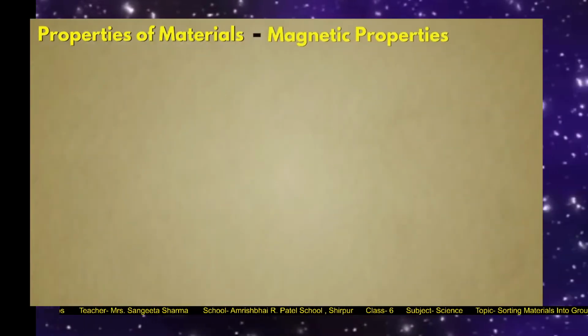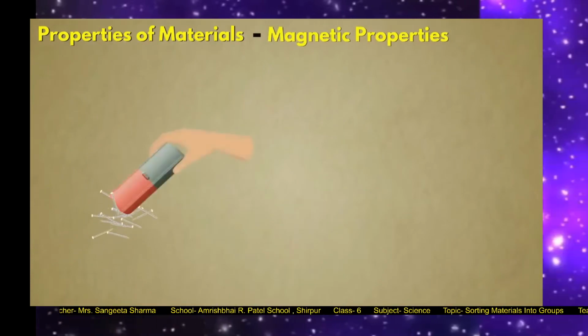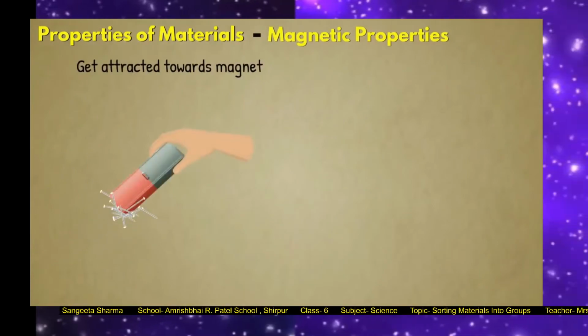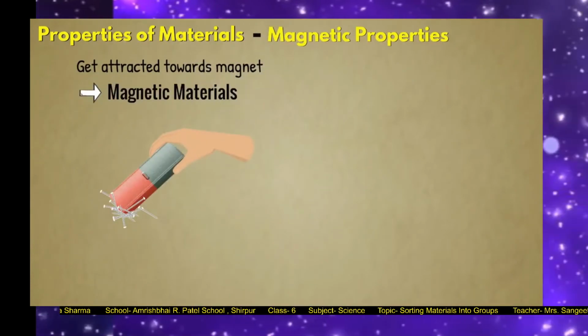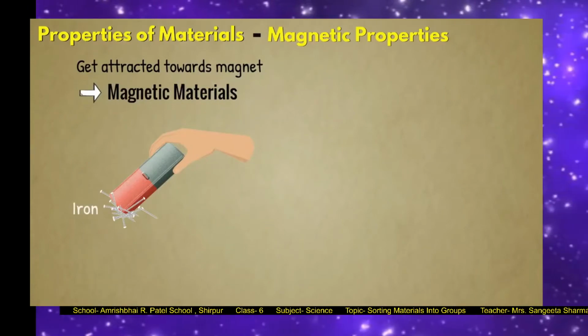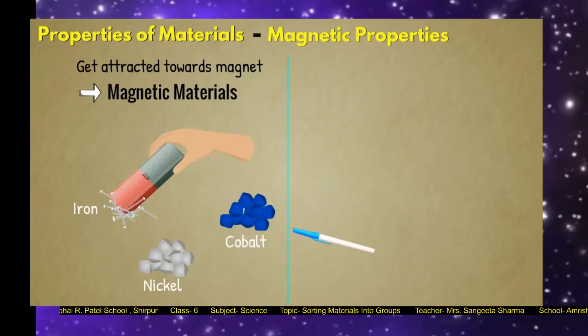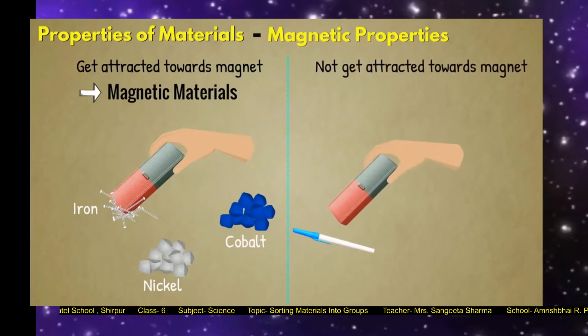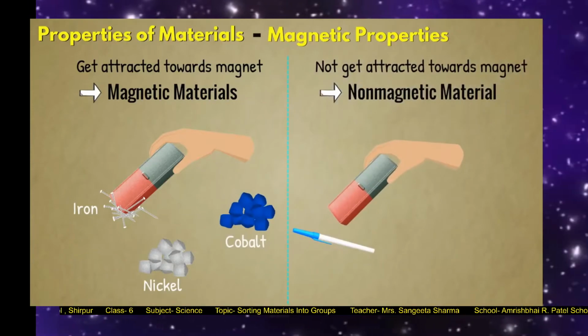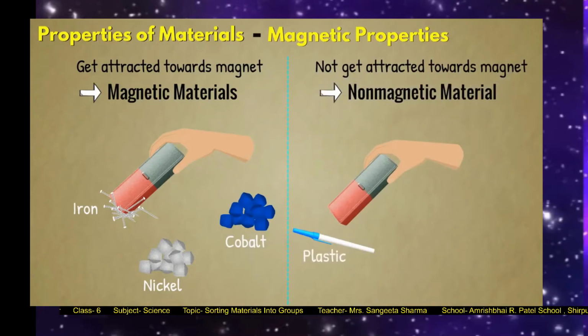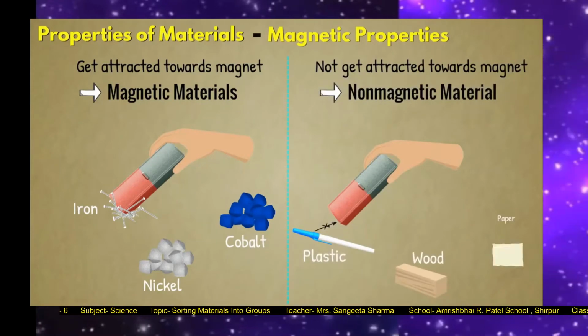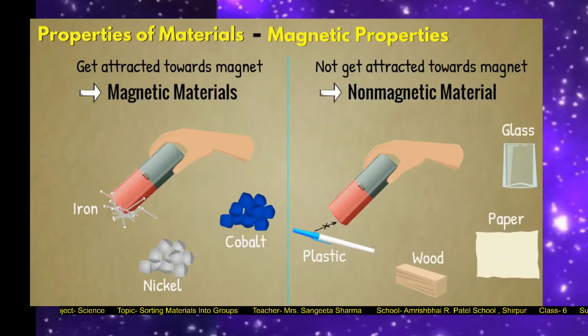Magnetic properties. Some materials get attracted towards magnet. These are magnetic materials. For example, iron, nickel, and cobalt. Others which do not get attracted towards magnet are non-magnetic materials. For example, plastic, wood, paper, glass, etc.